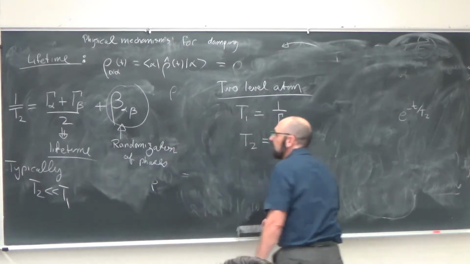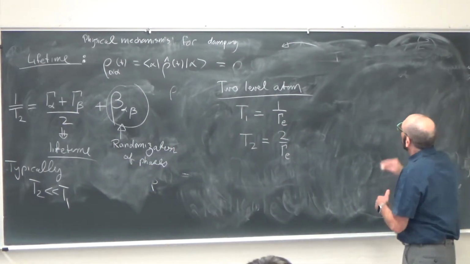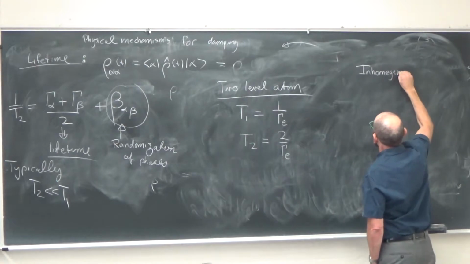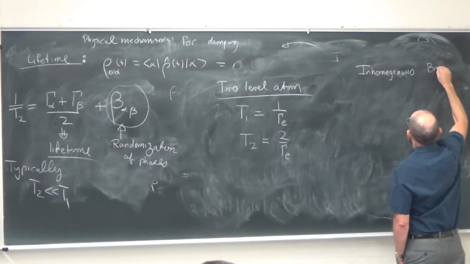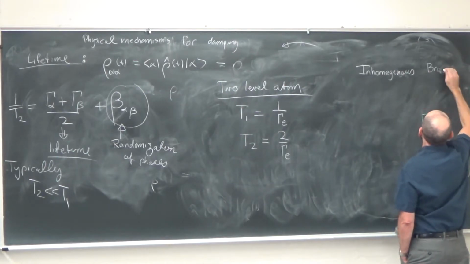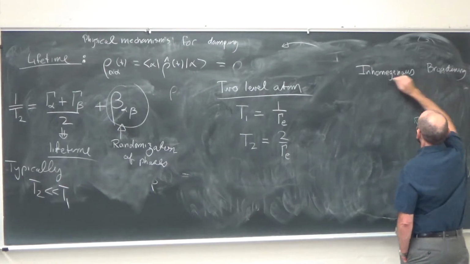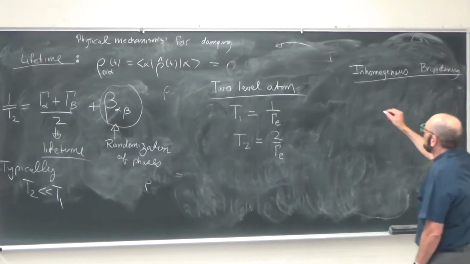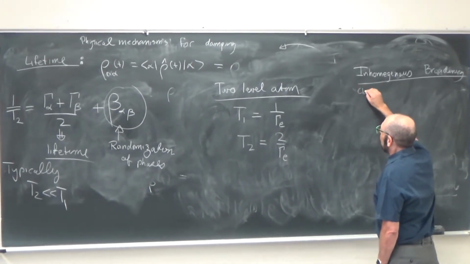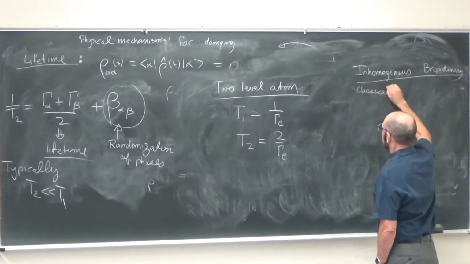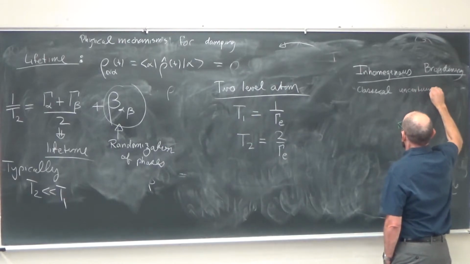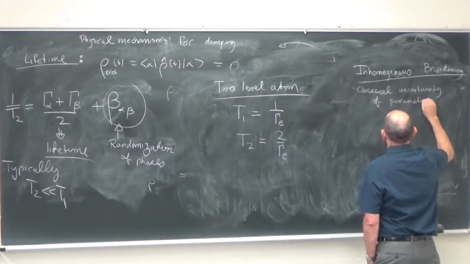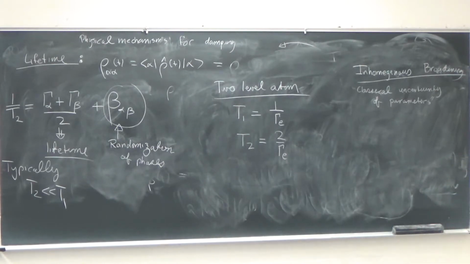There's one other aspect of this which you're looking at in your homework, which is known as inhomogeneous broadening. This is really more related to something I would say is classical uncertainty of parameters. What do I mean by that? Well, let's take a specific example.